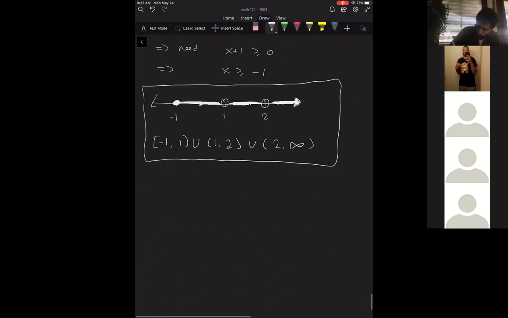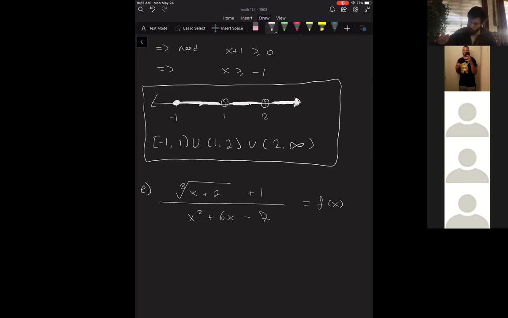Okay, here's E. Let's do the cube root. The cube root of, let's make that 3 look nicer. The cube root of x plus 2, plus 1, all divided by x squared plus 6x minus 7.